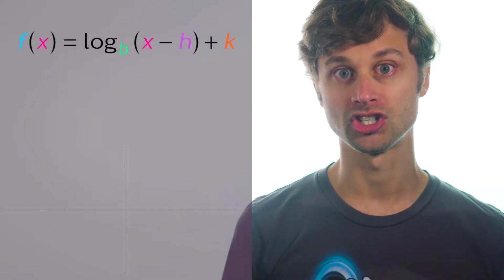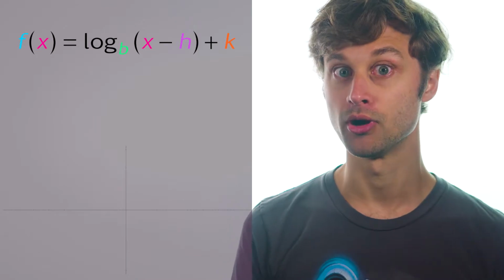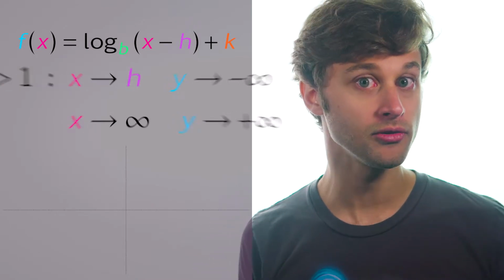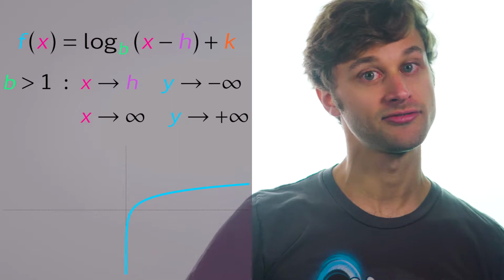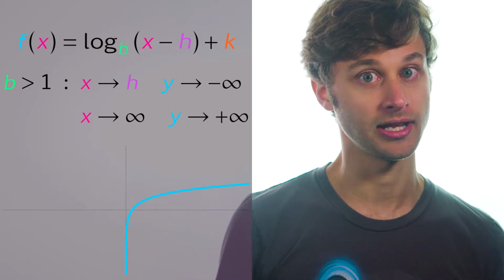The end behavior of the function is determined by this number b. So if b is greater than 1, then the function increases from negative infinity to positive infinity.